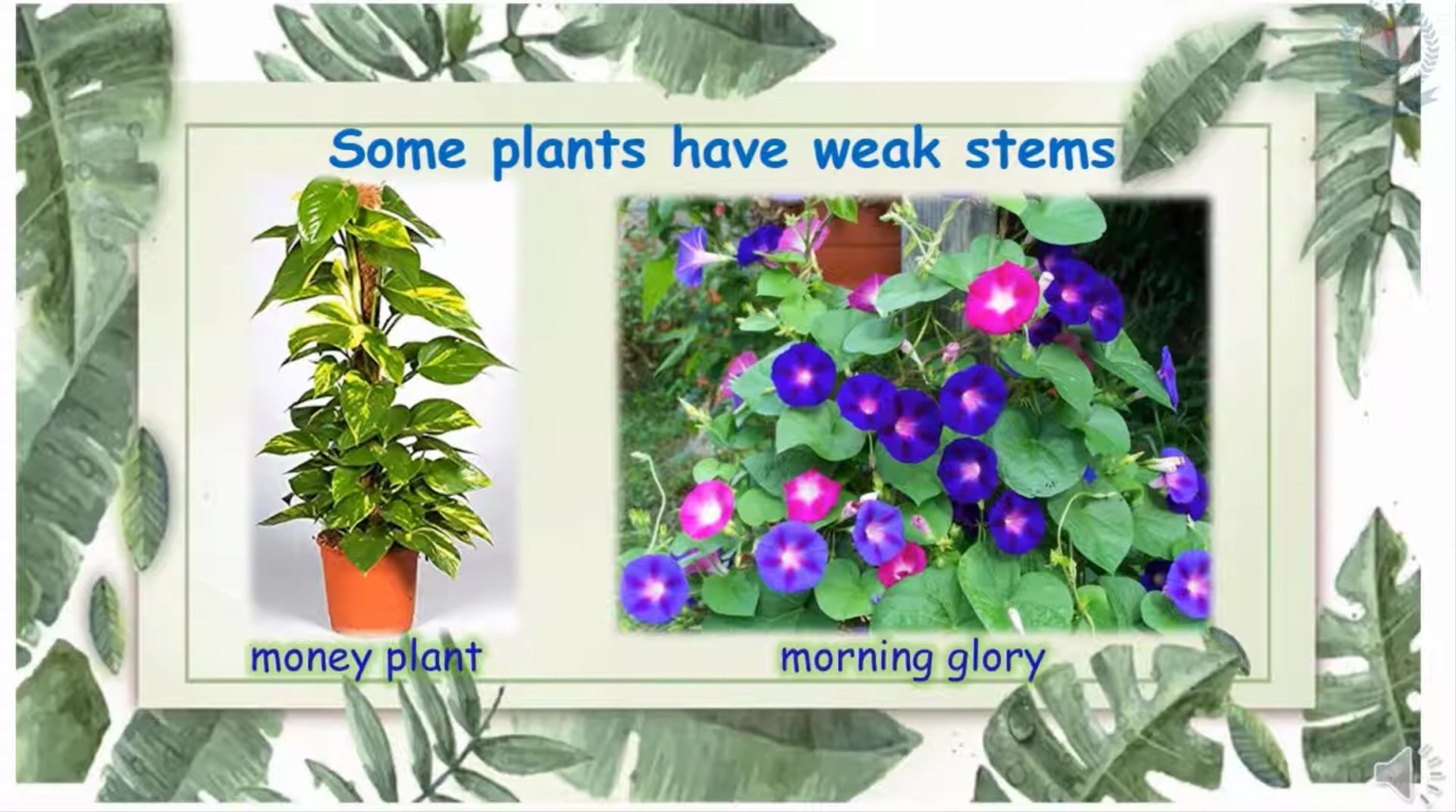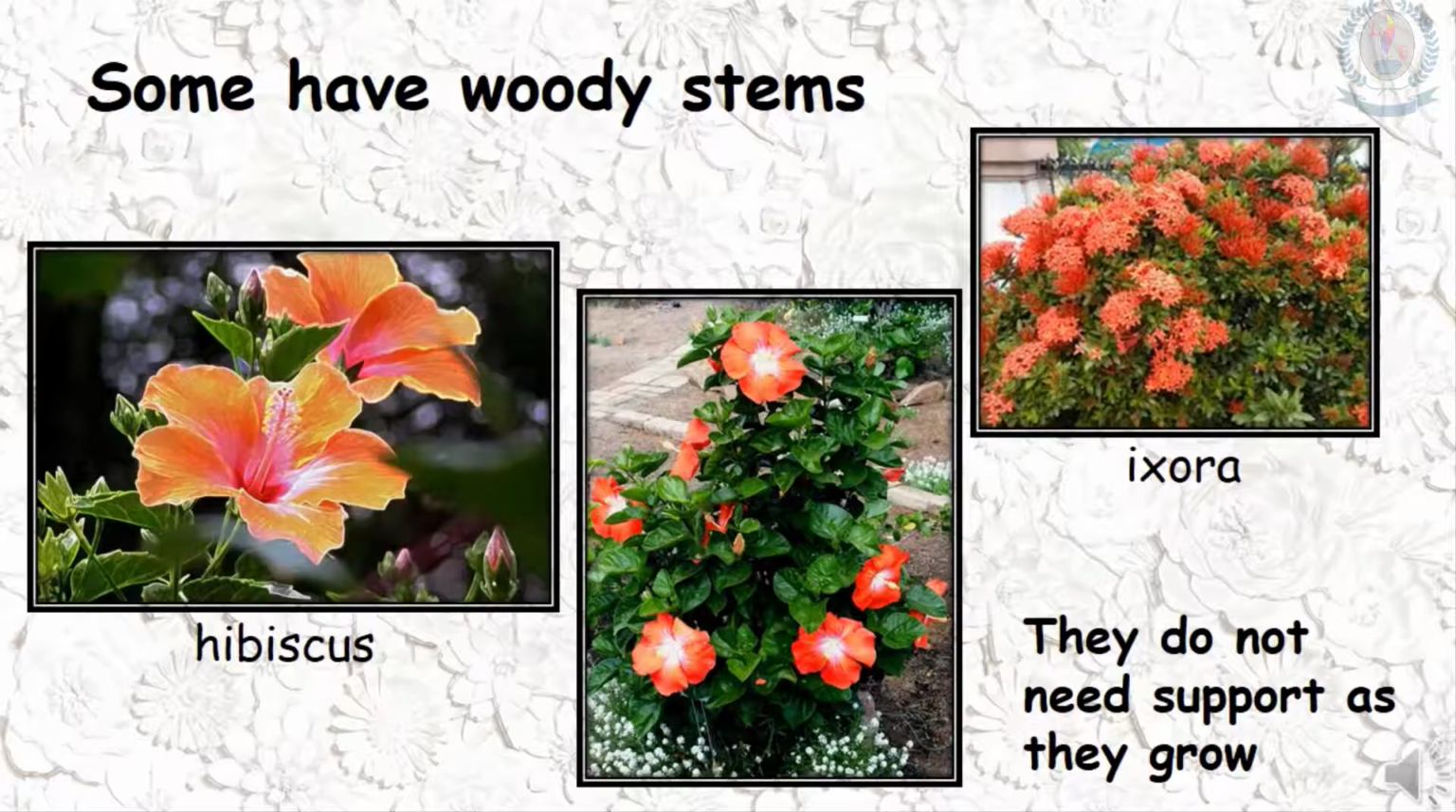Some plants have weak stems, like the money plant and the morning glory. Have you seen these plants? They twine around fences for support. I am sure all of you have these plants in your garden. They have woody stems. They do not need support as they grow. These are hibiscus and ixora. They come in many different colors.